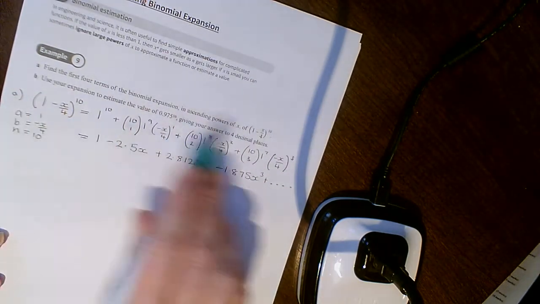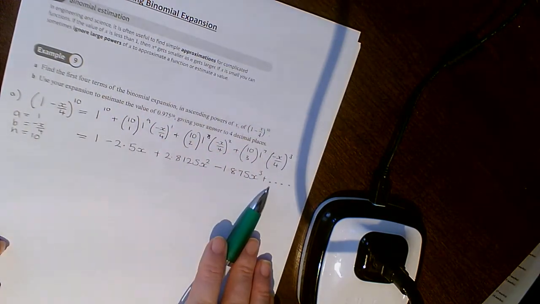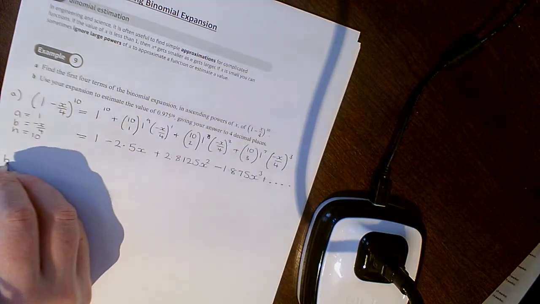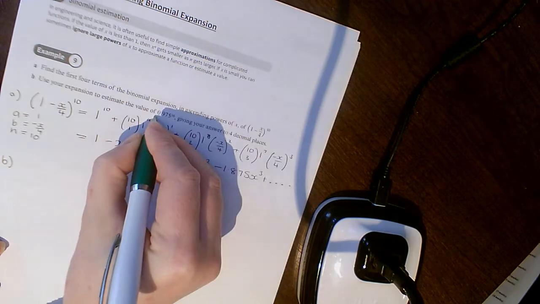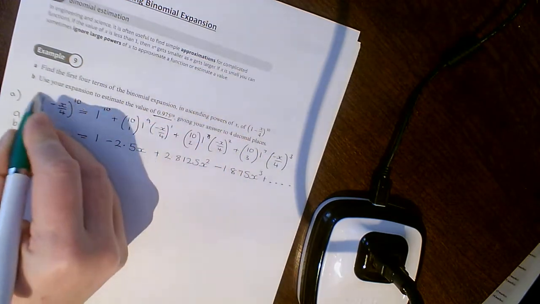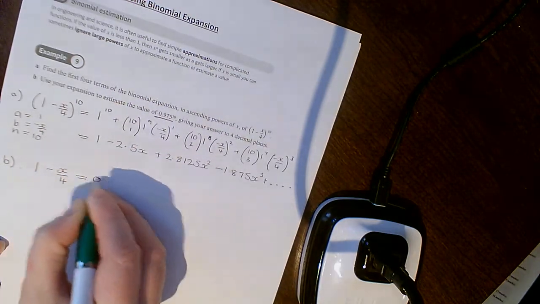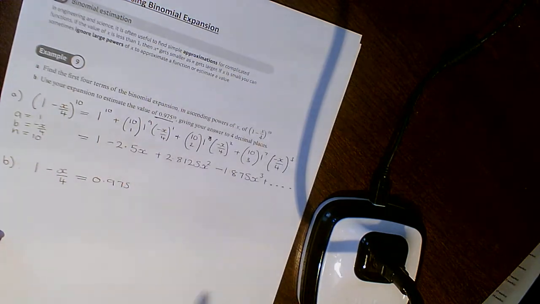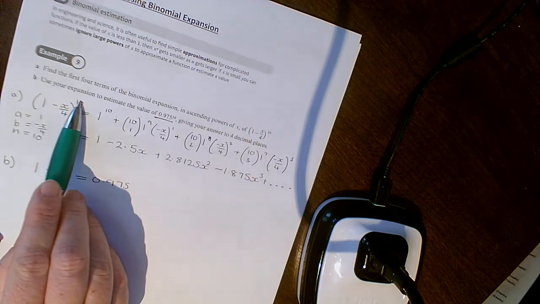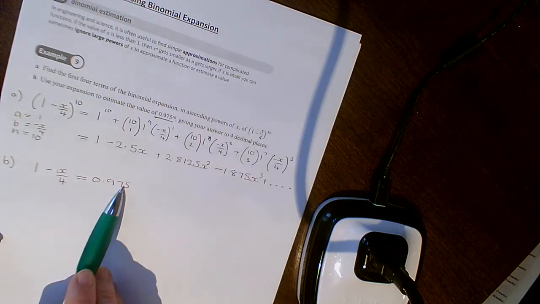So that's part A. Usually with these exam questions, part A will be just doing a binomial expansion. Part B will be doing something with it. So on part B, we want an estimation for this. So we want to know when this 1 minus x over 4 equals 0.975, because we're doing this to the power of 10. So we want the value of x we put in there to equal that.